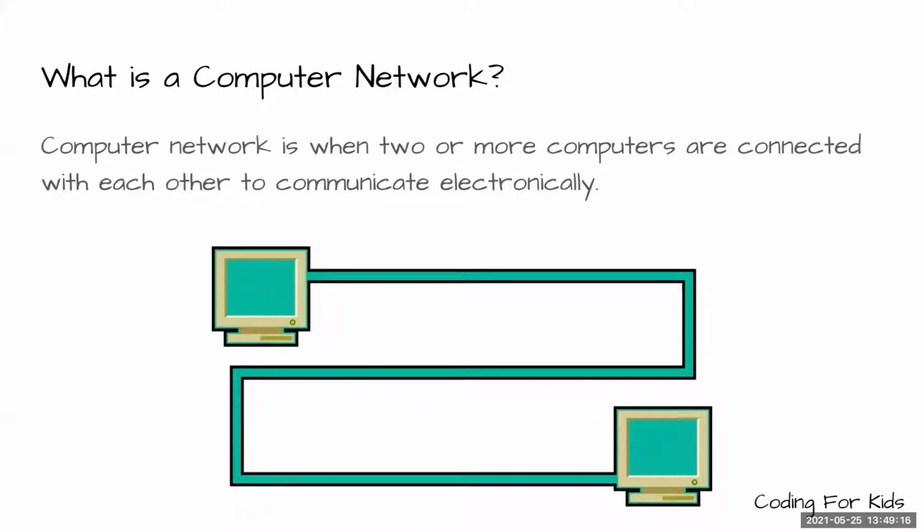A computer network is when two or more computers are connected with each other to communicate electronically. You can see in the picture we have this little line connecting two computers. So this might be, for example, let's say we are texting a friend. Those computers are connected electronically to communicate, because I'm communicating with my friend. And this can be in lots of other forms as well. So this is what a computer network is.